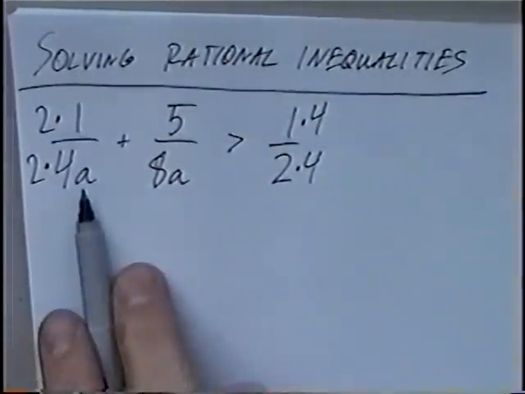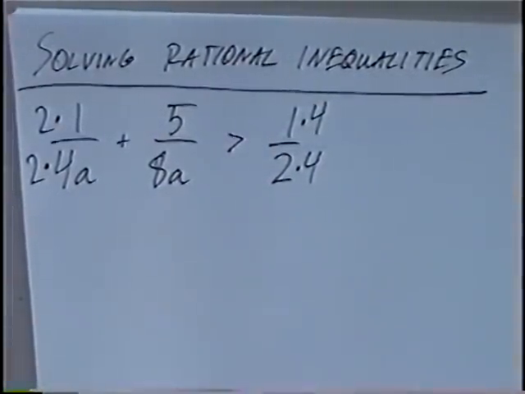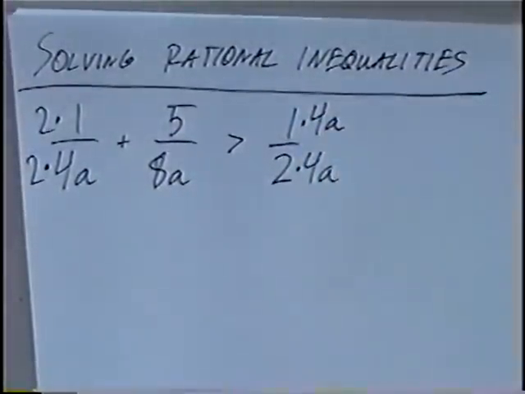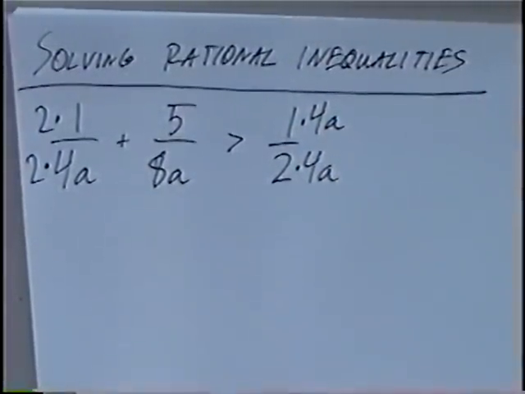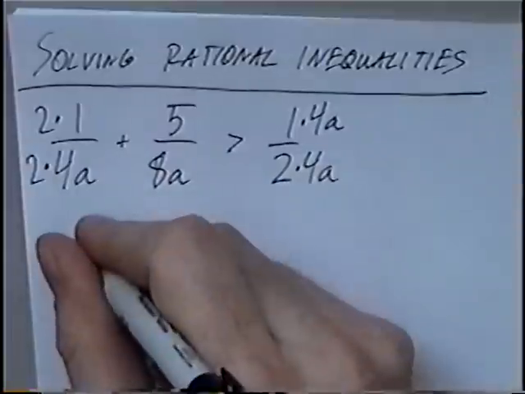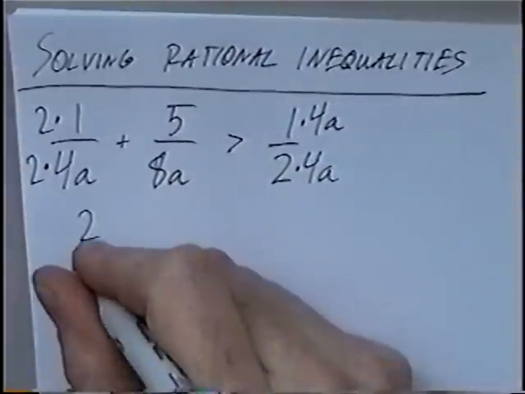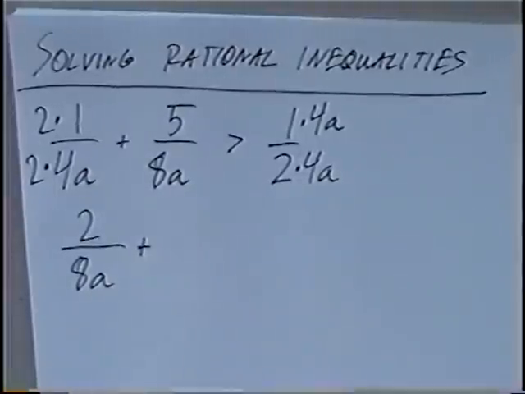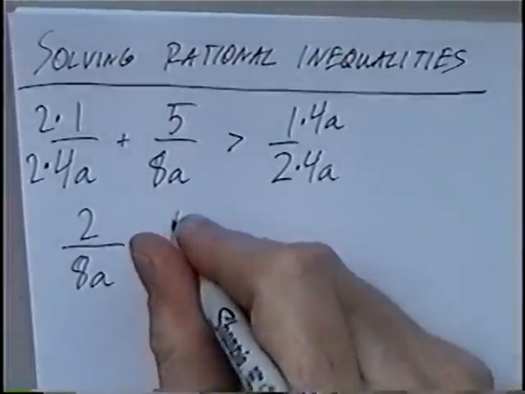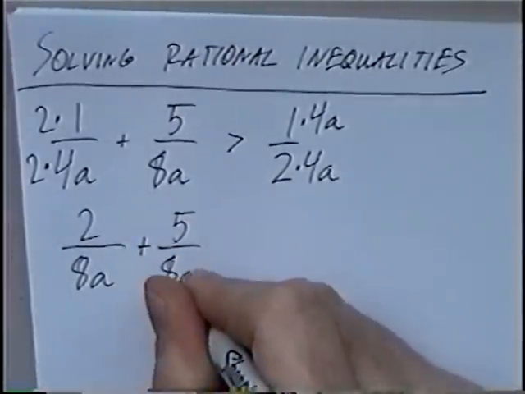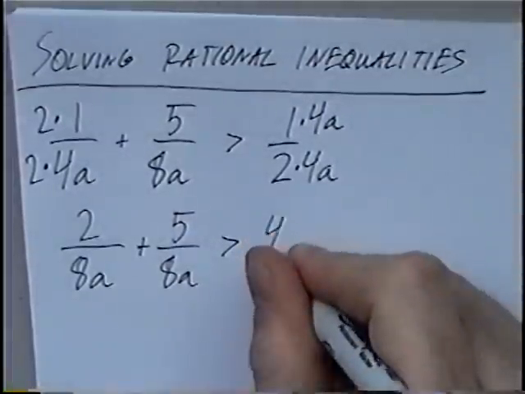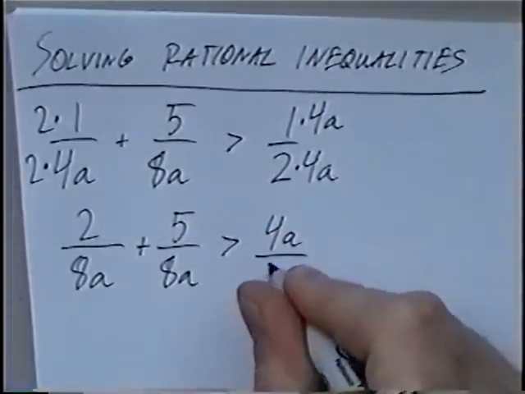The first 2 fractions also have the variable a in the denominator, so the last fraction will multiply by a also. So our common denominator would be 8a. Multiplying, the first fraction would be 2 over 8a, plus the second fraction would stay the same, 5 over 8a, is greater than 4a over 8a.